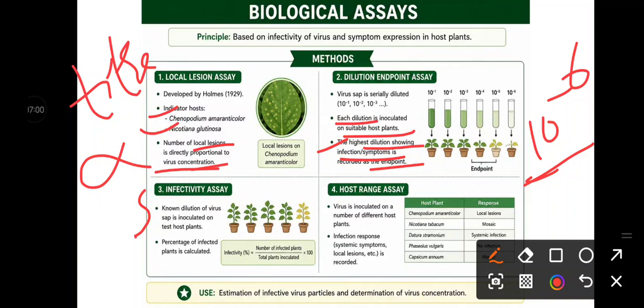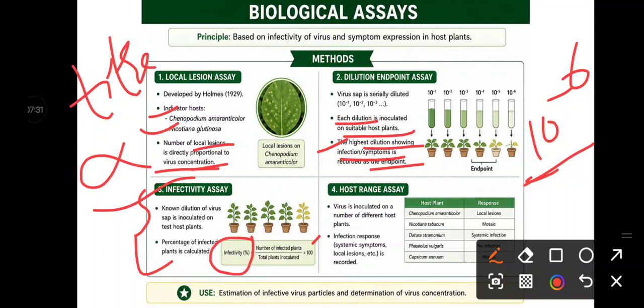Next, the infectivity assay. To know the dilution of virus, sap is inoculated on the test host plant and the percentage of infected plants is calculated. Here in the biological assay, we are checking the infectivity. The infectivity percentage is calculated as the number of plants infected divided by the total number of plants inoculated. Simple method, okay.